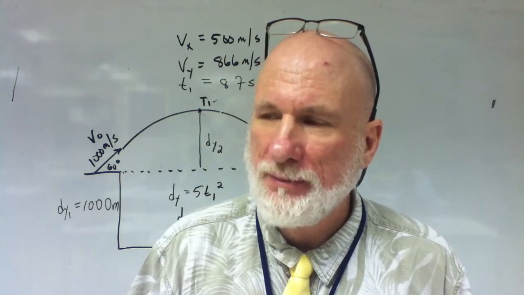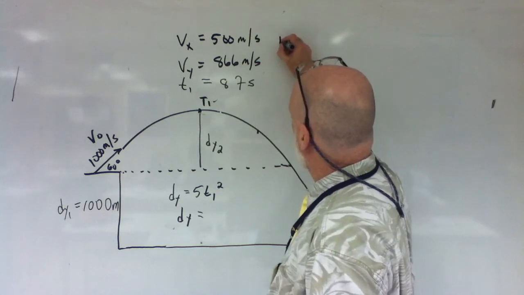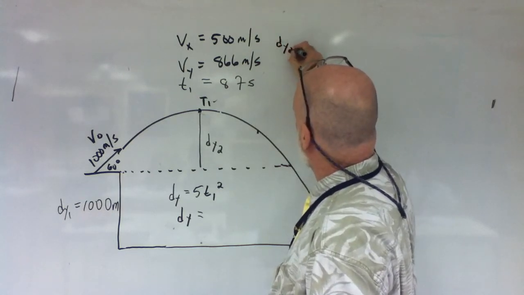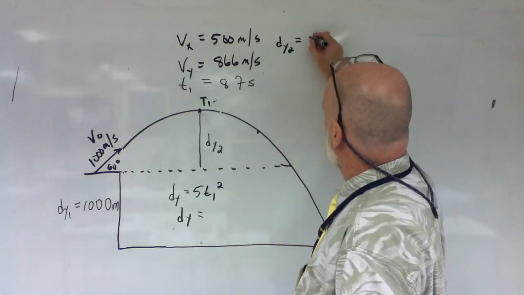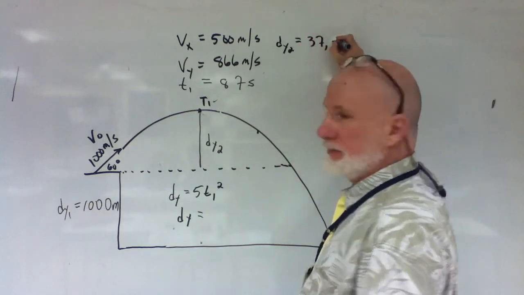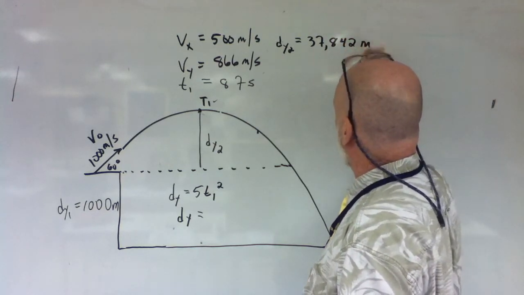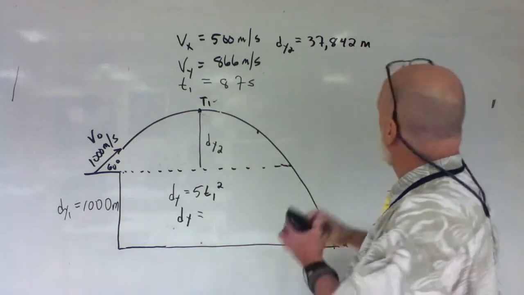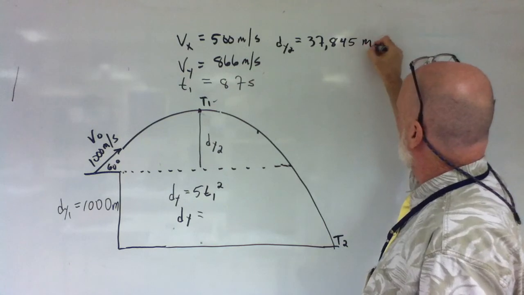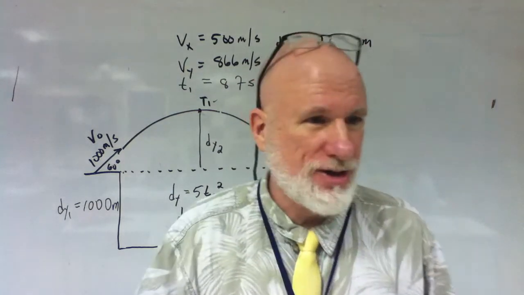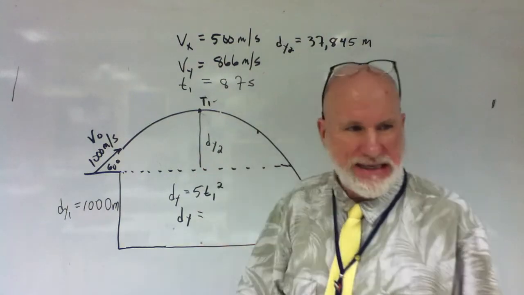What is it? 37,845. All right, so now we have dy2, 37,845 meters, is that correct? Yeah. Okay, so do you see that this is not drawn to scale? This is 37,000, that's 1,000, so it's not drawn to scale, is it?